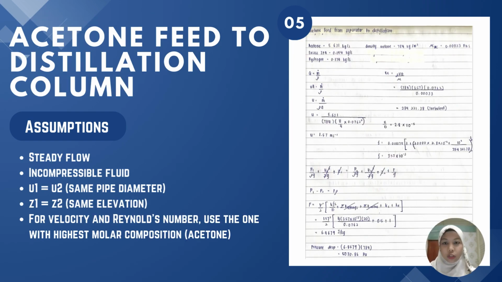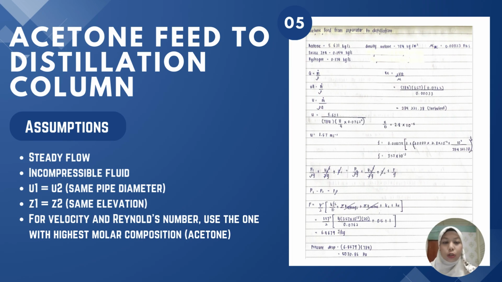For the fifth stream, which is acetone feed to the distillation column, basically in this stream we also have three components, which are acetone, excess IPA, and hydrogen. But the calculation is the same as the previous one in the third stream, and also the assumptions, so I will skip that. Then the density for acetone is 784.